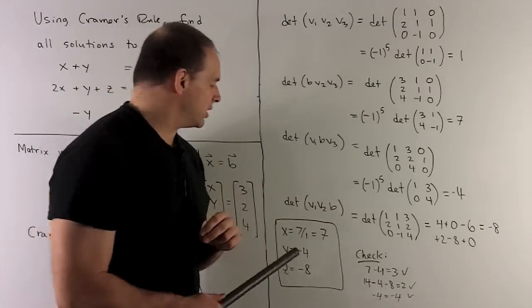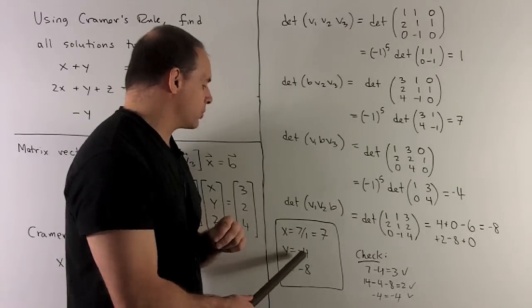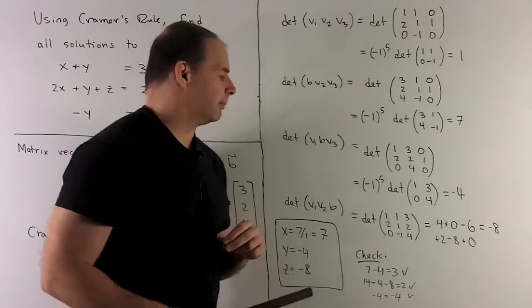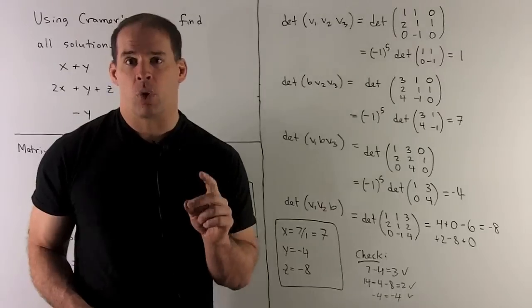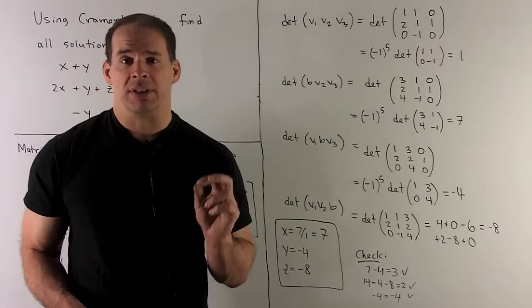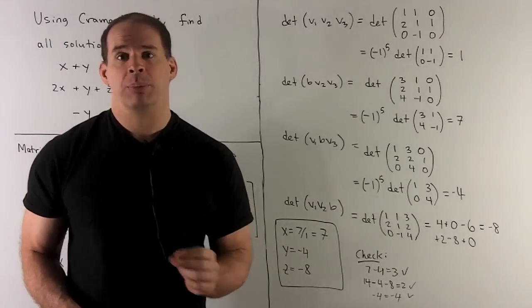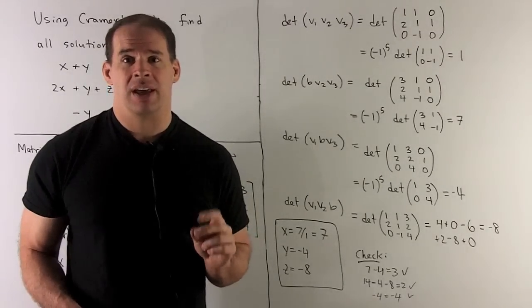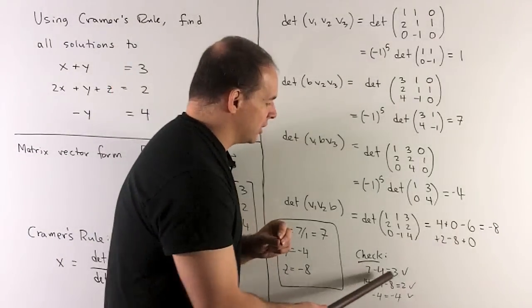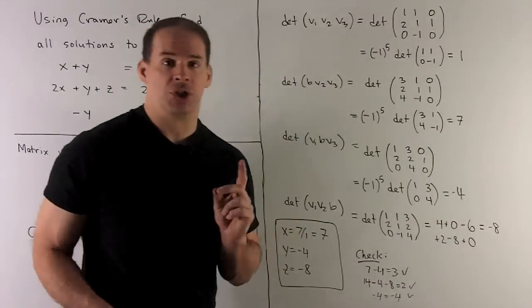Now, our solution is x equals 7, y equals minus 4, z equals minus 8. Of course, we check our work. So I take our x, y, and z, put them back into the original equations, and we note the equations all hold up. So our check works.